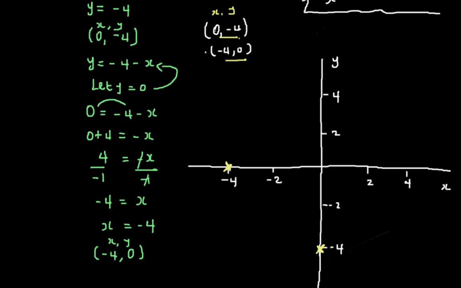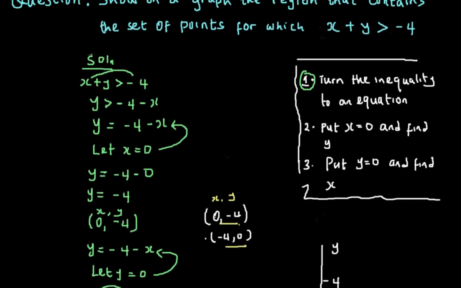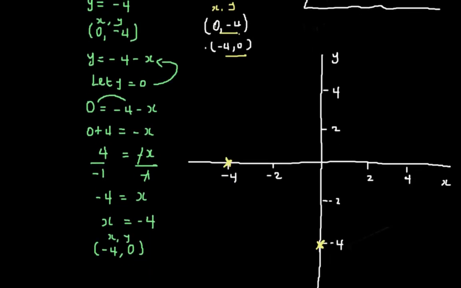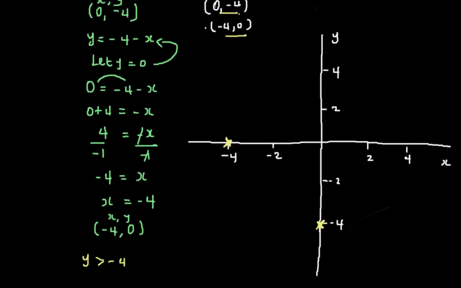Now, to know what kind of line we are going to use to join these 2 points, we need to go back to the question. The question is x plus y is greater than minus 4. But remember, we have to make y the subject of the formula. So we are going to be using this instead. y is greater than minus 4 minus x. Because the inequality here is ordinary greater than, it means that we are going to be using a broken line. I hope you understand. So let's join these 2 points using a broken line.